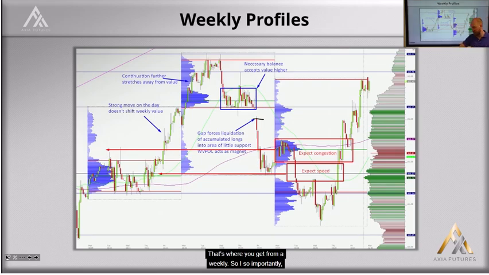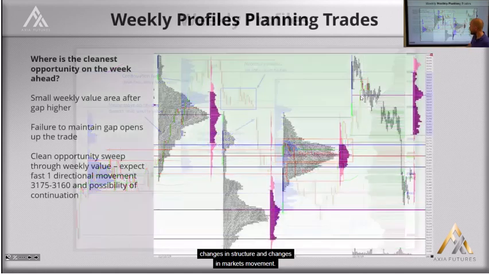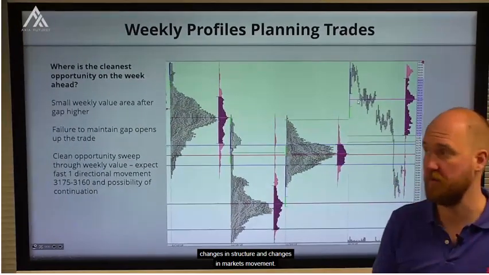So it's so important. Like I say, you don't need to do loads. All you need is just to make sure you get a profile over the previous week, but on an hourly, it just gives you a bit of perspective. It gives you the ability to recall where the market possibly could go and not be surprised, more to the point, by changes in structure and changes in market movement.